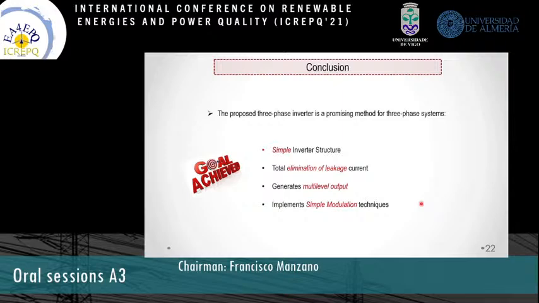To sum up, this proposed multi-level three-phase inverter can be considered as a promising topology in three-phase application, since it showed satisfactory performance. This proposed topology has simple inverter structure. It can completely remove the leakage current in a three-phase.